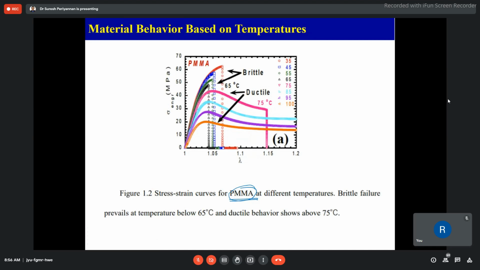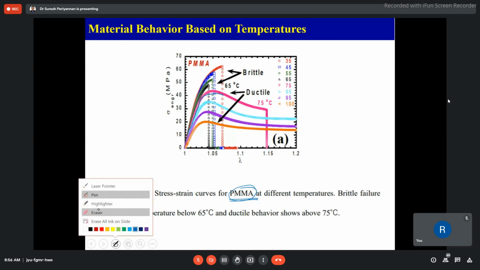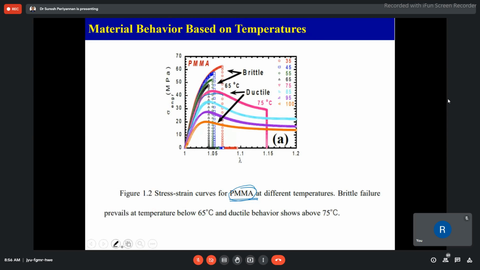These are the ductile behavior. Yeah, this is the ductile behavior. Okay. After 75 degrees Celsius, when the material is subjected to different applications, and during that application the material is surrounded by a temperature of 65 degrees Celsius, then the material behaves in a brittle manner. But when the component crosses 65 degrees Celsius during operation, during functioning, then the material behaves in a ductile manner.